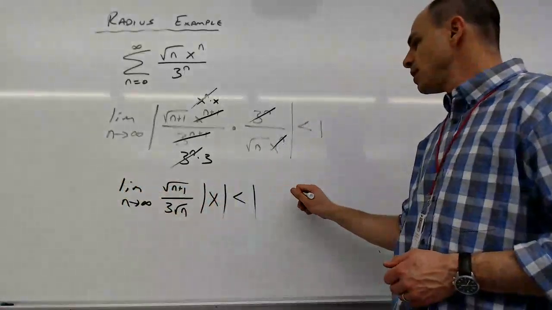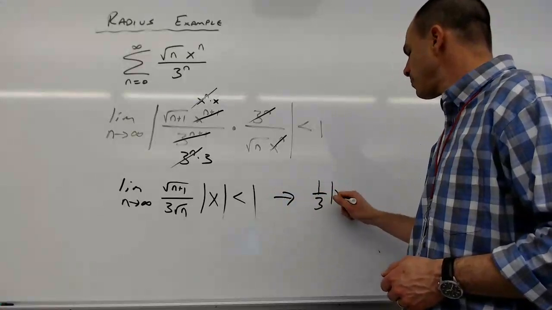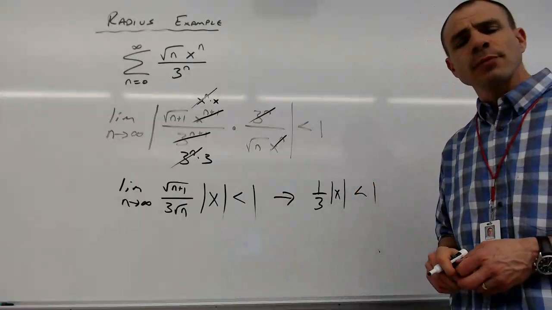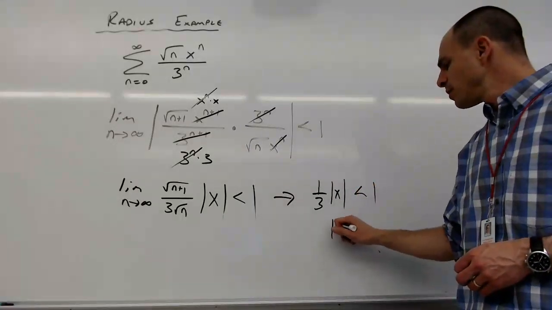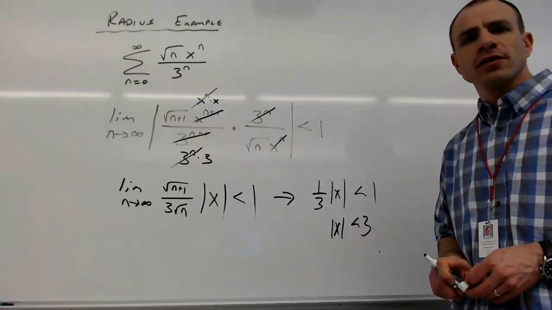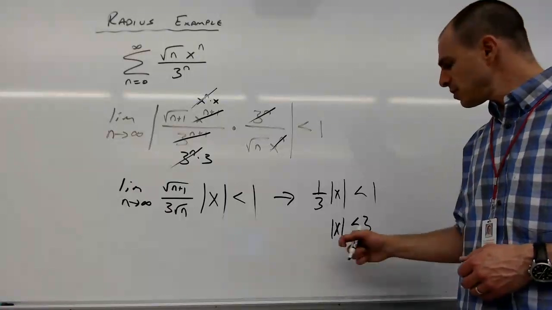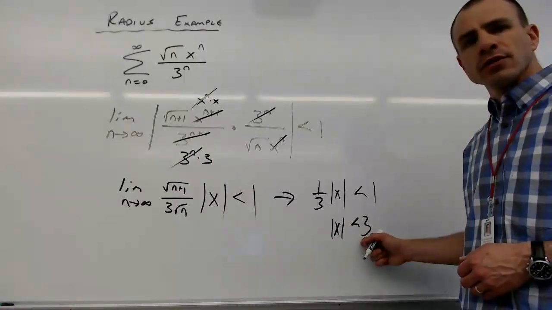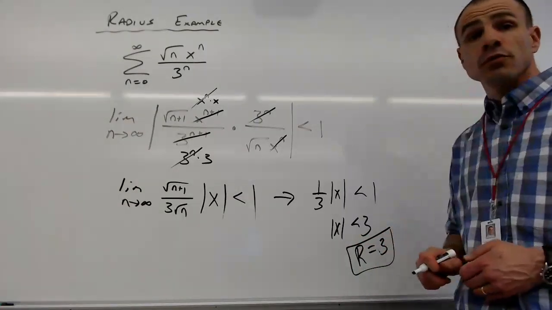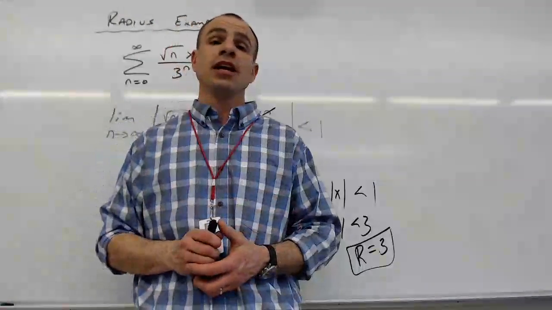What does that mean? That means I now have 1/3 times the absolute value of x is less than 1. To get the absolute value of x term by itself, I'm going to multiply both sides by 3. So I have the absolute value of x is less than 3. This is my radius. My center is at 0, and my interval is less than 3, so my radius, or capital R, is equal to 3. In the next video, we'll go into the actual interval of convergence.